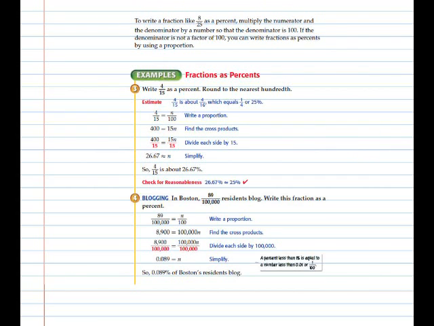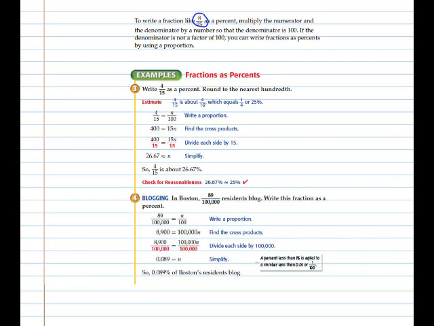To write a fraction like 8/25 as a percent, multiply the numerator and denominator by a number so that the denominator is 100. If the denominator is not a factor of 100, you can write fractions as percents by using a proportion. In this example right here, 25 is obviously a factor of 100, so we can write equivalent fractions, is what they're saying. When we can't do that, we write it as a proportion.